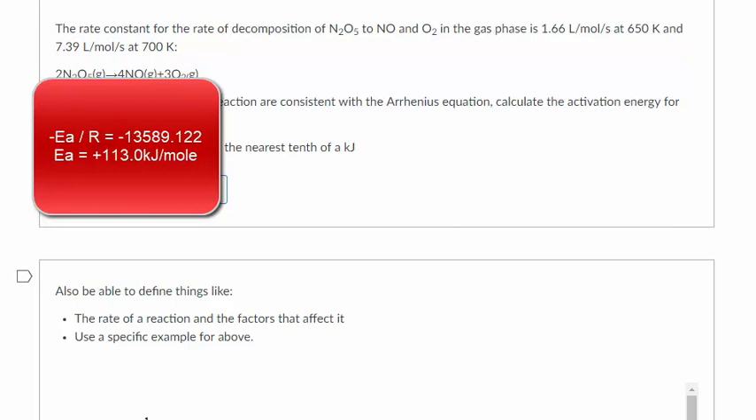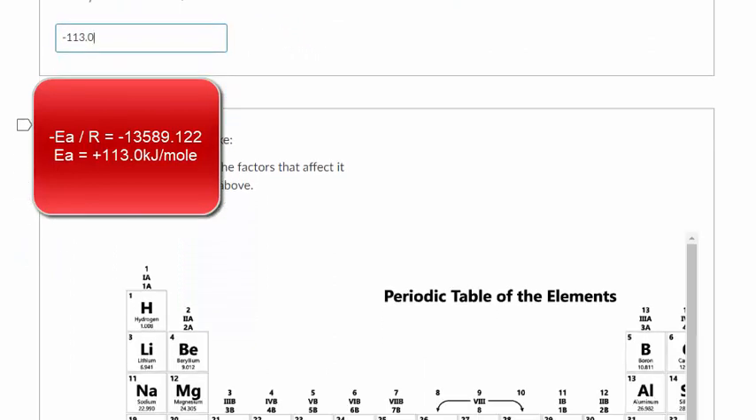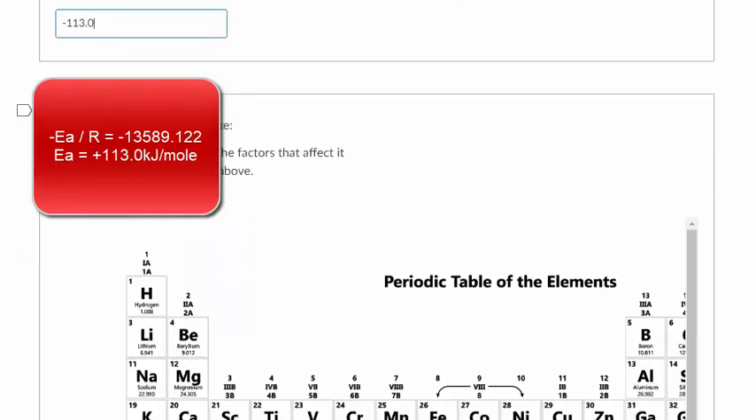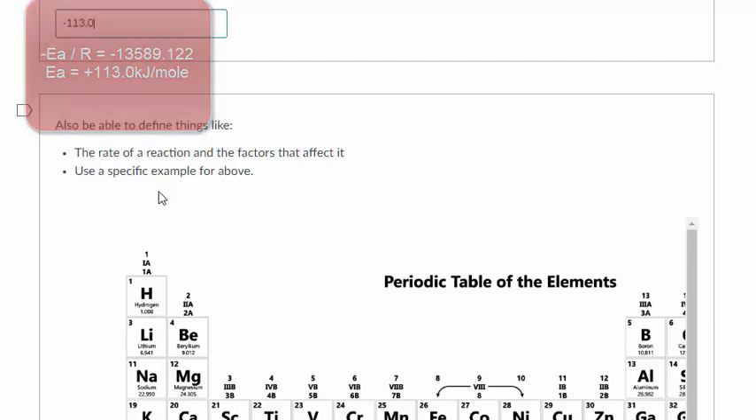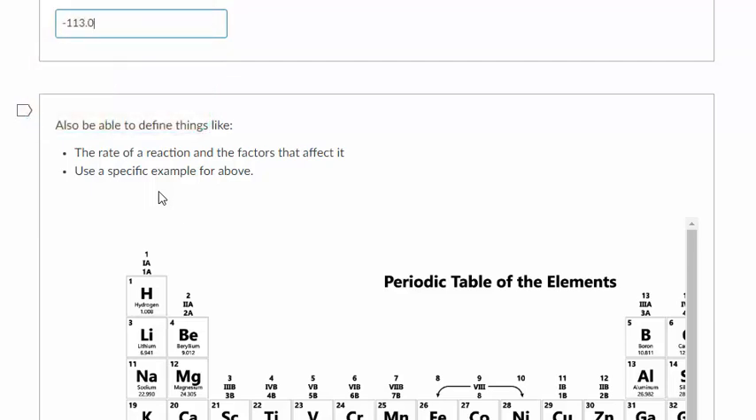Now, you should also be able to define things like the rate of a reaction and the factors that affect it. So talk to me about concentrations and pressures and what does and does not affect the rate. Tell me about how when increasing the temperature, you increase the kinetics, the movement of the molecules, and that increases the collisions. And by increasing the collisions, you can increase the rate. That's what I want to see with that example. And use an example. Find a chemical reaction that you can describe specifically those factors.